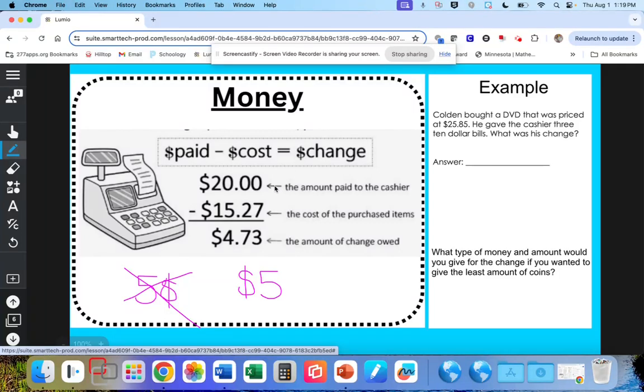Now, if we paid a cashier a certain amount and we wanted to find the change, all we would have to do is subtract. So in this case, Colden bought a DVD that was priced at $25.85. He gave the cashier 3 $10 bills. So we know that 3 $10 bills is going to be $30. Notice I'm going to write it with that change amount in the decimal form and put in that dollar sign out front. He bought something that was $25.85. So now we're going to subtract.